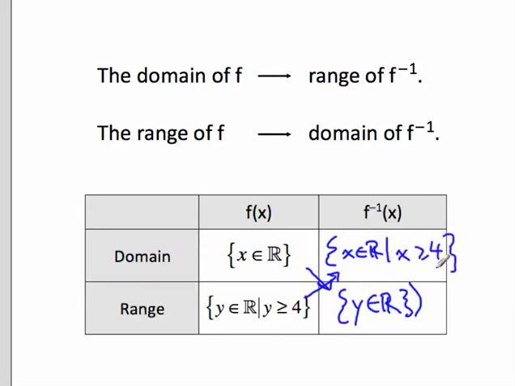And if you think about the fact that you're reflecting it in the line y equals x and swapping x and y, that'll make sense. Domain and range need to swap as well. So that's the graph of f inverse. It's the reflection of the graph of f in the line y equals x.